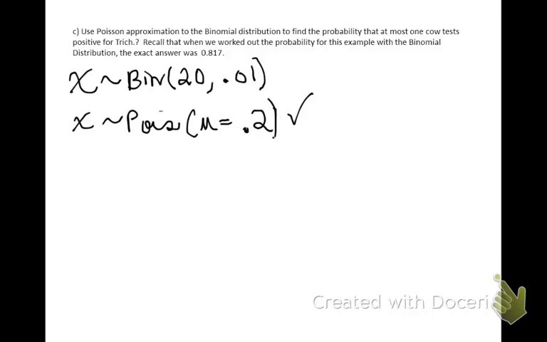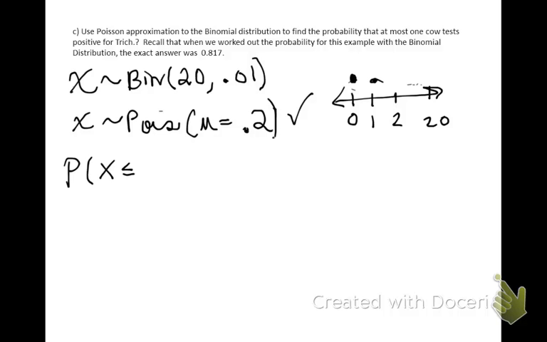Now the question asks us to find the probability that at most one cow tests positive. Let's think of this on a number line. We know that 0 cows could test positive, 1 cow could, 2 cows could, all the way up to all 20 cows could test positive. If at most one cow tests positive, we're looking for the probability that x could be 0 or 1. To work this out, we'll find the probability that x is less than or equal to 1. And this is the probability that x equals 0 plus the probability that x equals 1.